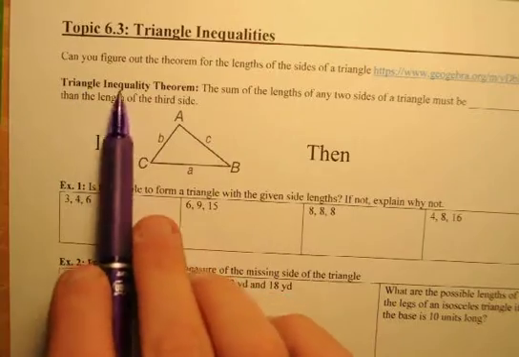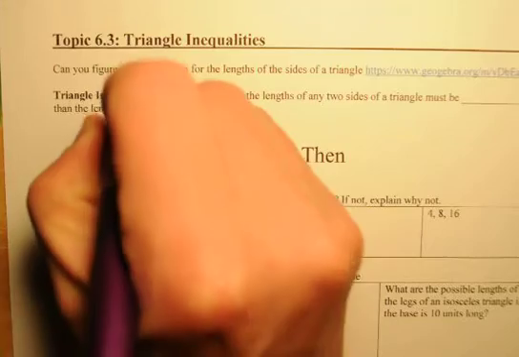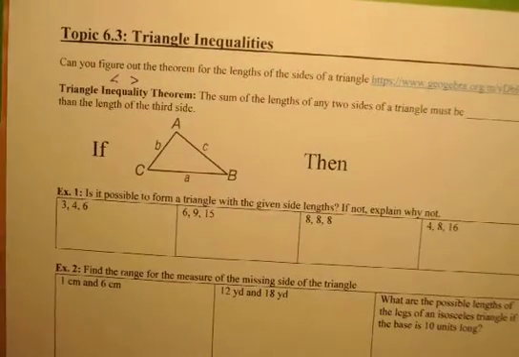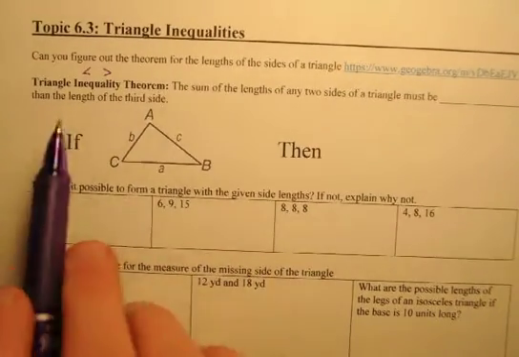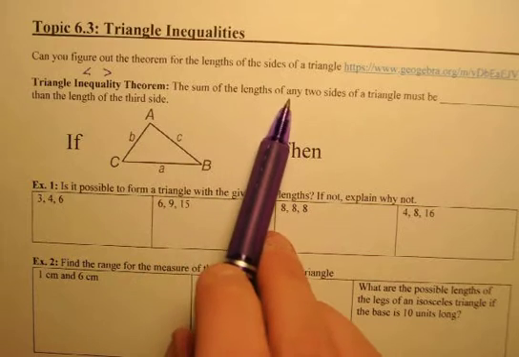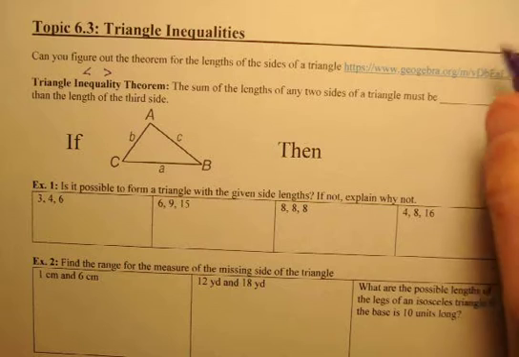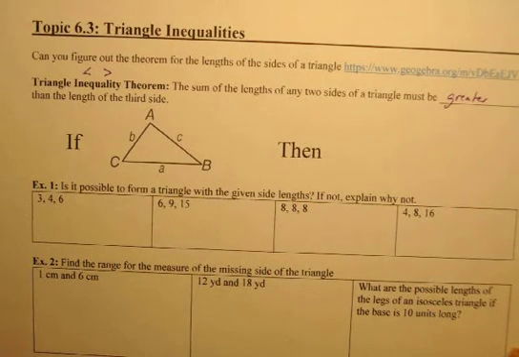Let's start with the triangle inequality theorem. Inequalities are things like less than and greater than. So with inequalities, some angles are less than other angles, some sides are less than other sides. Here's the first theorem. The sum of the lengths of any two sides must be greater than the length of the third side.